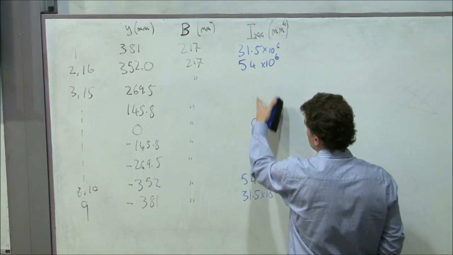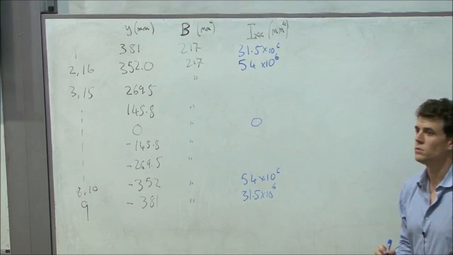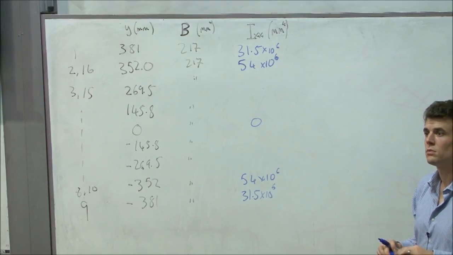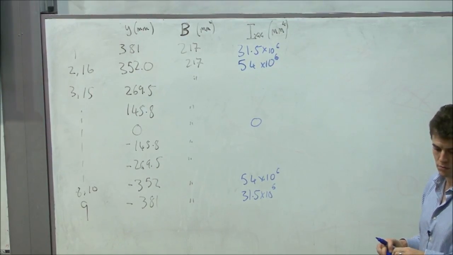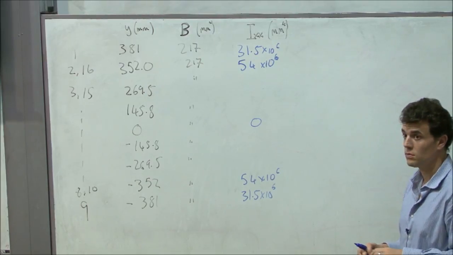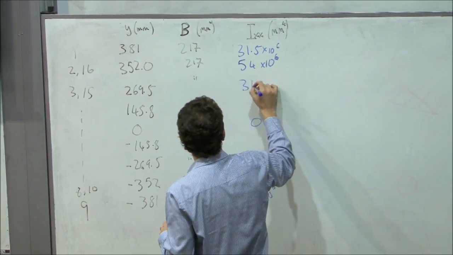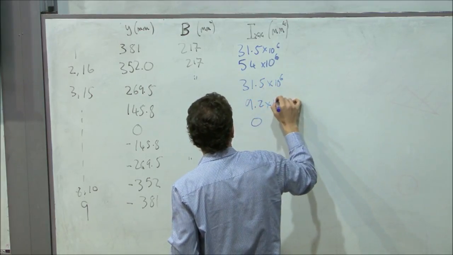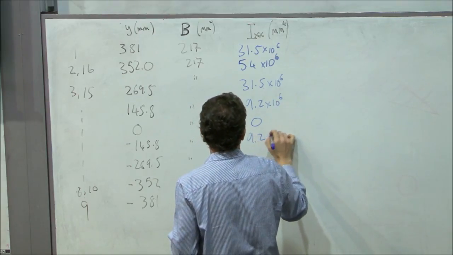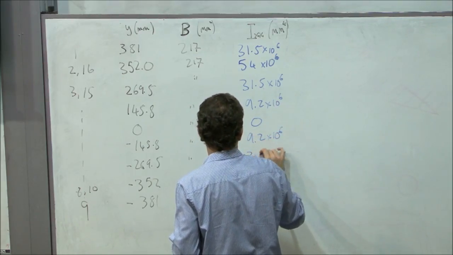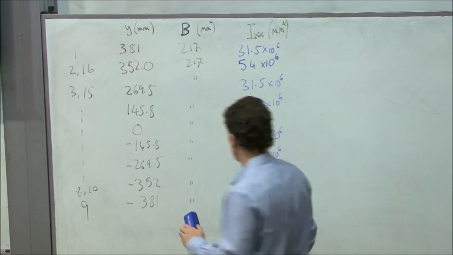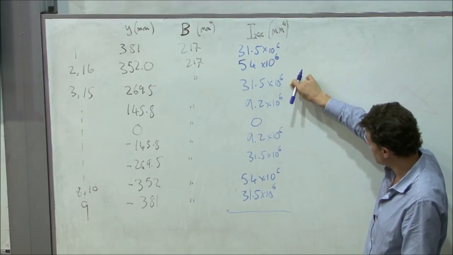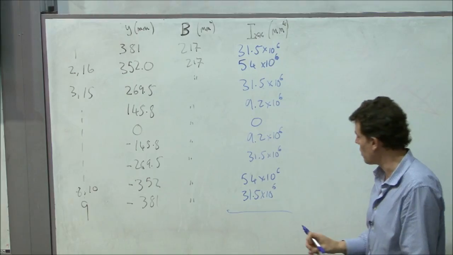And the next two, we only need two more. It's 31.5 and then 9.2. 31.5 by 10 to the 6 and 9.2 by 10 to the 6. And the same again on the bottom. Okay, so this is the IXX contribution from boom 1. This is from 2 and 16. So the total IXX is just the sum of the whole thing.